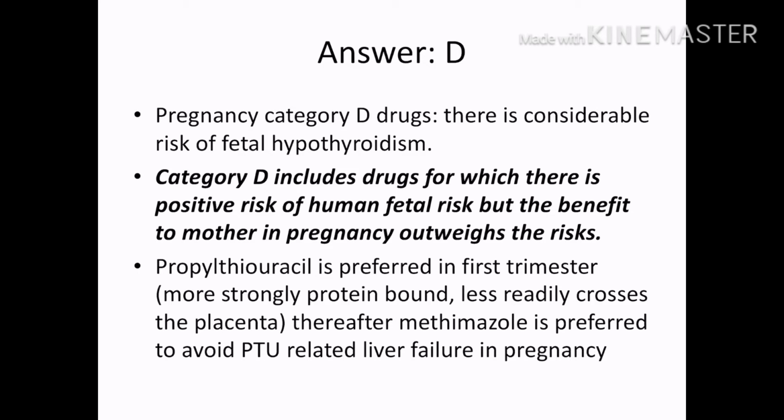At the same time, it is important to remember that propylthiouracil is preferred in the first trimester because it is strongly protein bound and less readily crosses the placenta. In the second and third trimester, propylthiouracil is discontinued and methimazole is preferred because propylthiouracil is related to liver failure in pregnancy.